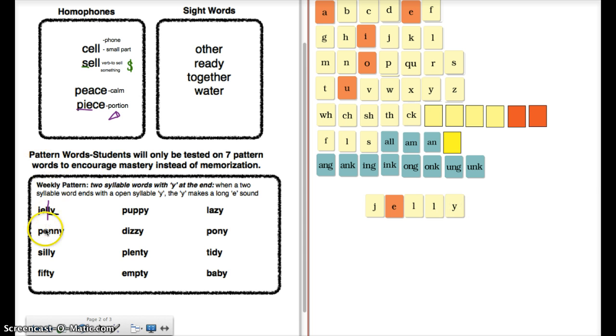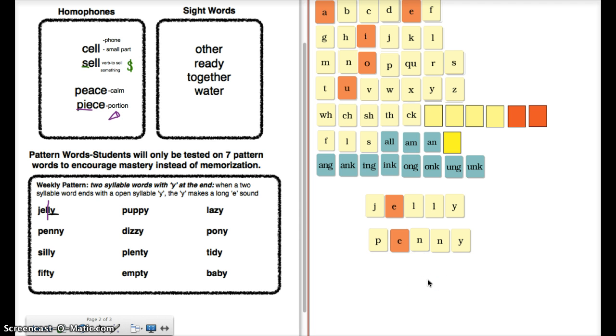Our next one is penny. And do you hear it when I say it in both syllables? Let's tap it out. Penny. You can hear the N in both of those. So let's tap out the first syllable. P, E, N. Knee. N. And then remember, we make that long E sound at the end of a word with the Y.